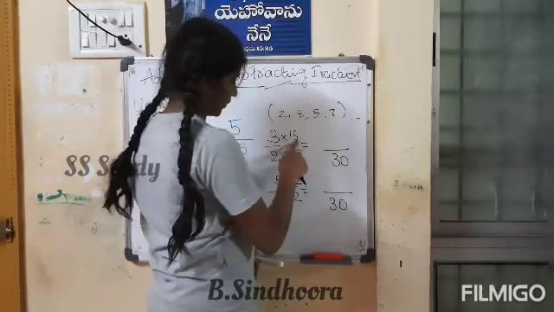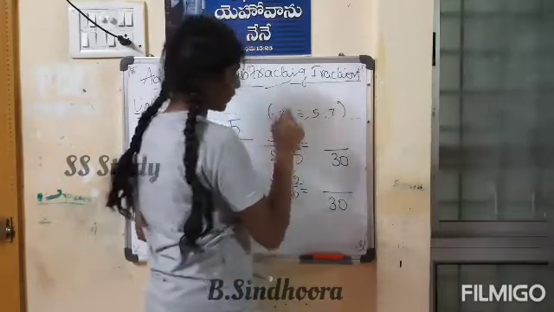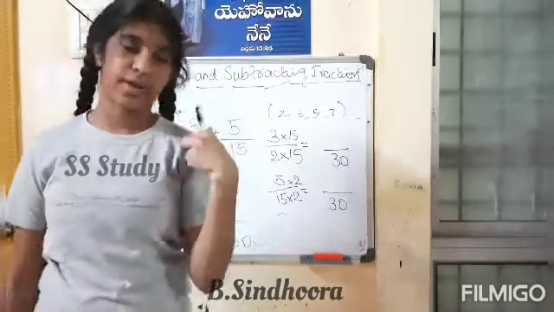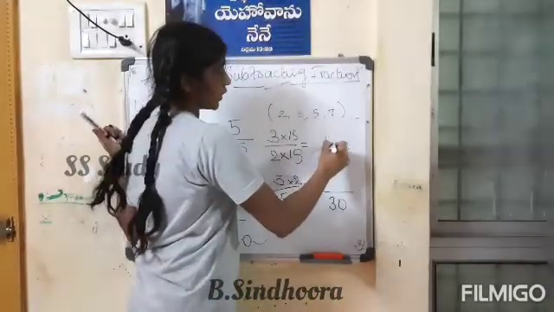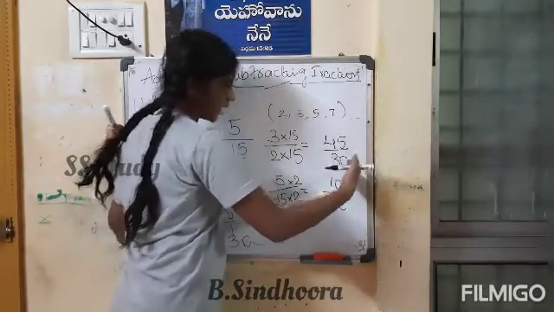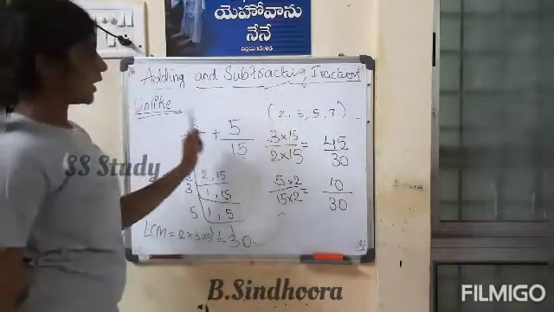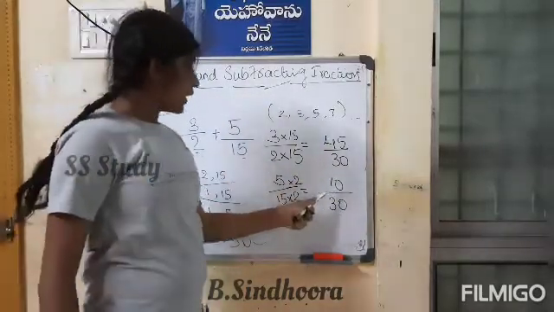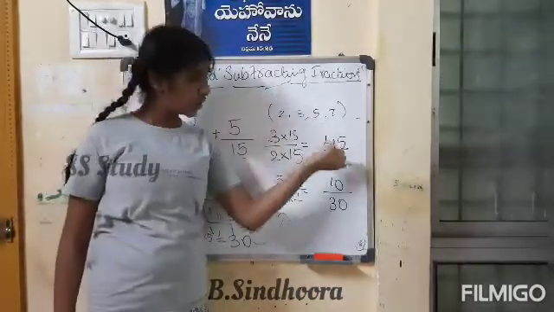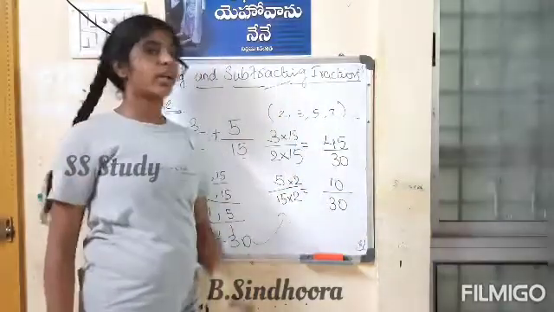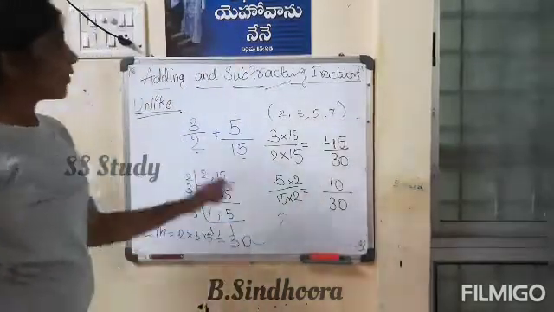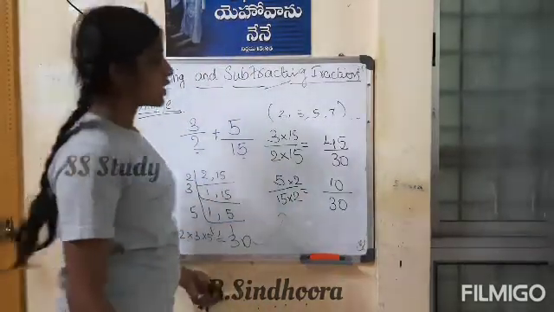3 into 15. 15 ones are 15, 15 twos are 30, 15 threes are 45. 5 twos are 10. 45 by 30, 10 by 30. 45 by 30 indicates 3 by 2. So we used here 3 by 2's equivalent fraction, which is 45 by 30, and 5 by 15's equivalent fraction is 10 by 30.